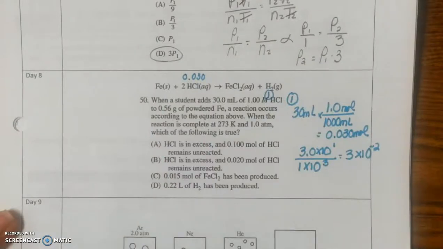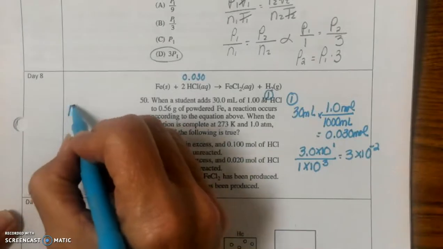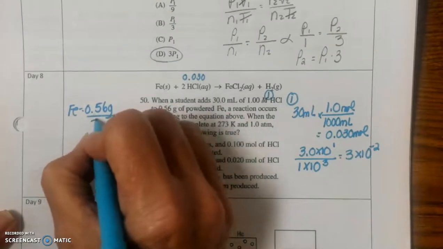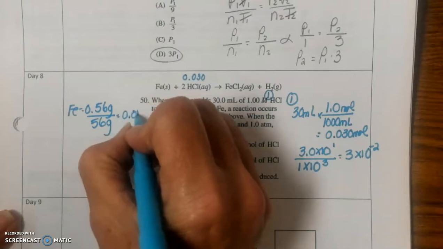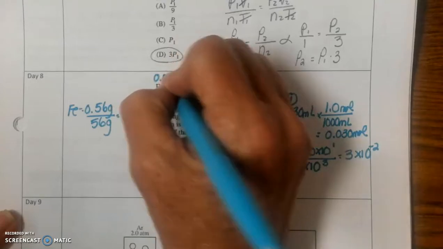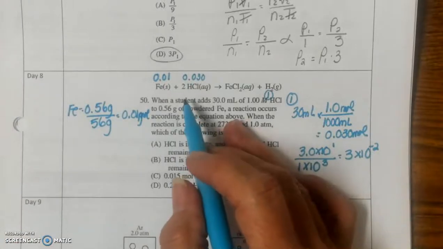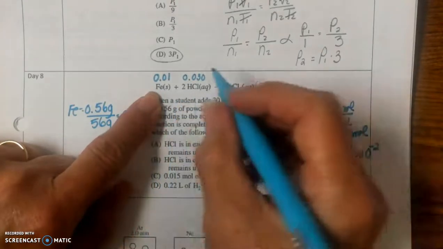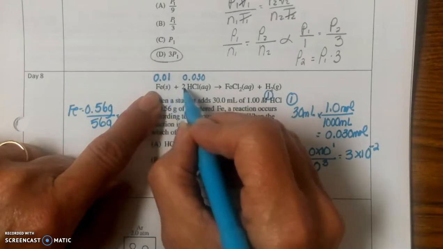0.030 moles of HCl. Now, let's look at the amount of iron I have. So iron is 0.56 grams. If I look on my periodic table, I know that my atomic mass is 56, which gives me 0.01 moles, sorry. So this is 0.01. All right. Now, which one is in excess? So when I have this much and it reacts, basically I need 2 times this much to go here.